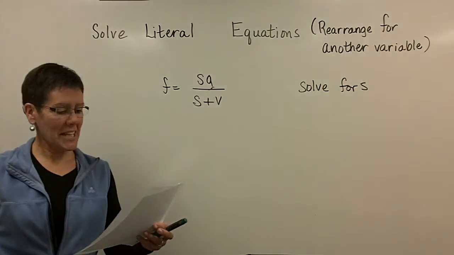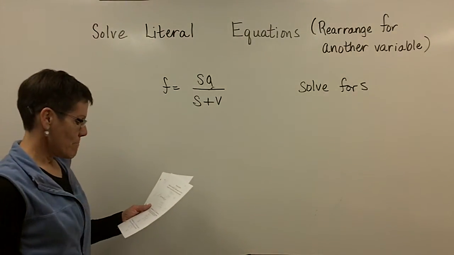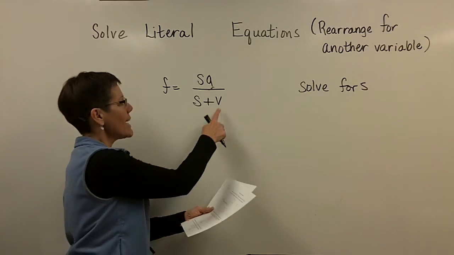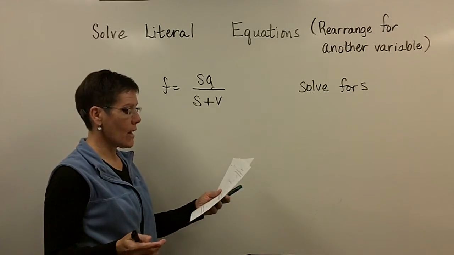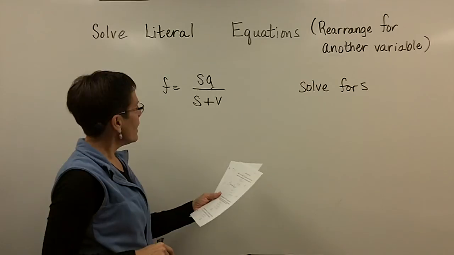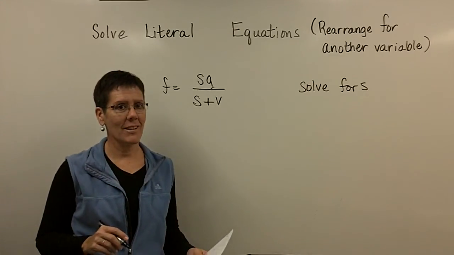My notes here say that this is a formula for the Doppler effect. F is the frequency of sound that is moving at a velocity v toward a listener who hears the sound as a different frequency, g. And so I want to solve this for the letter s, all right?